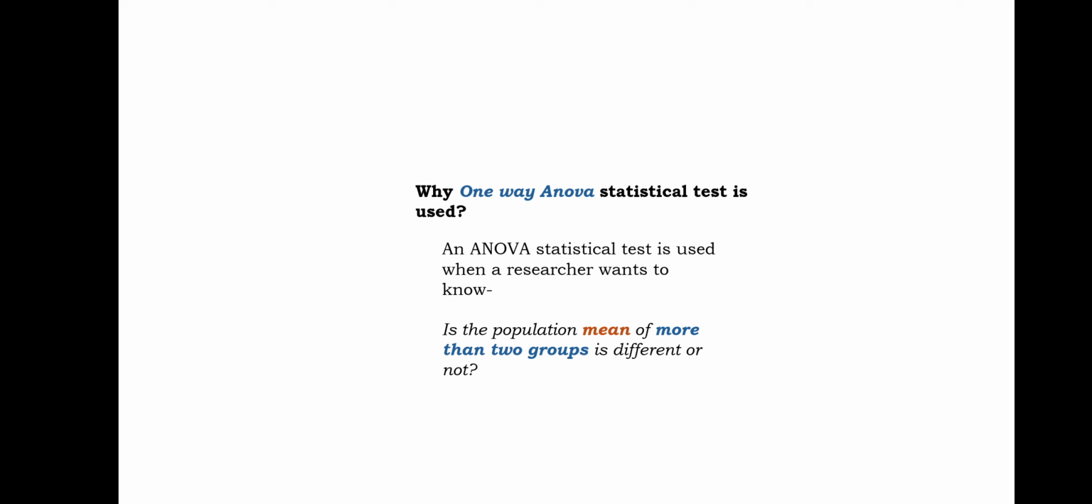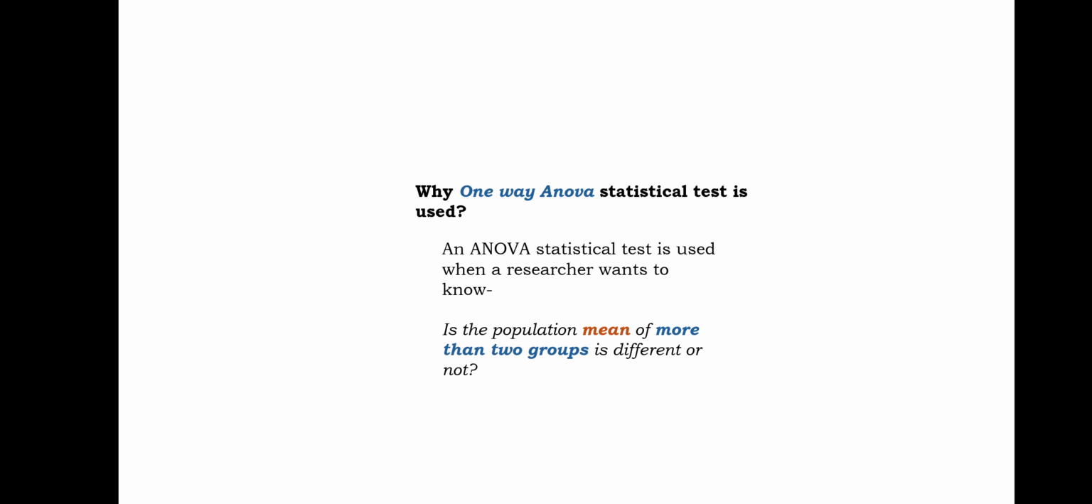So let's study why the one-way ANOVA statistical test is actually used. For example, I am a researcher and I know if I want to say something about data, I have to conduct a test on it. In order to say something with surety and with proof, I have to do a test on it. But if I am picking the one-way ANOVA statistical test, it can only be possible if I want to know whether the population mean of more than two groups is different or not.